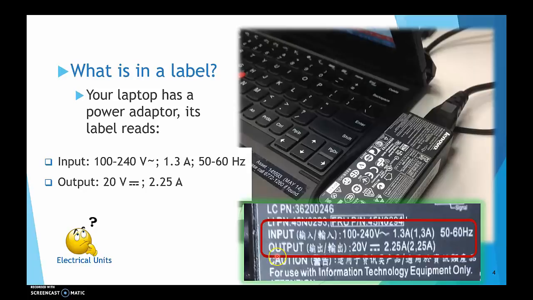The next line, output 20 volts. This symbol represents direct current DC. 2.25 amperes. This tells us that the adapter can provide a 20 volts DC output voltage with a maximum output current of 2.25 amperes.